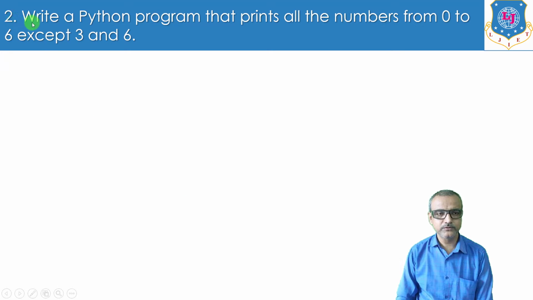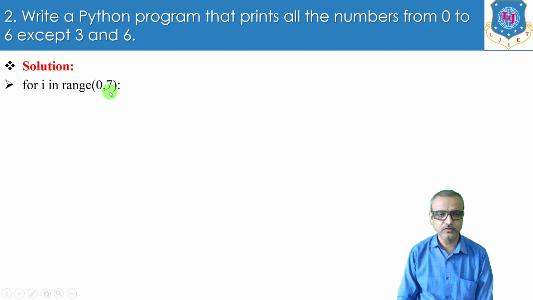Now we will see the second program. This is program number 2. Write a Python program that prints all the numbers from 0 to 6 except 3 and 6. So here is the solution. First of all we will write for i in range 0, 7. Here the value of i will become from 0 to 7 minus 1, that is 0 to 6.